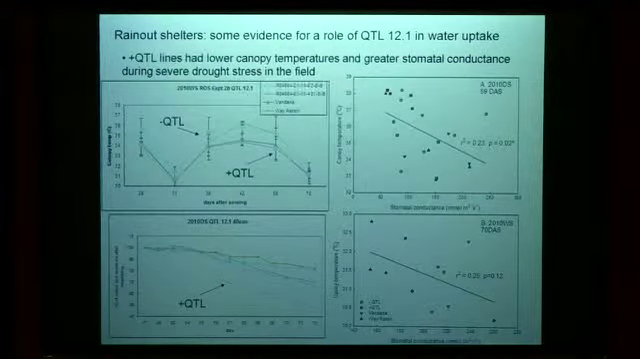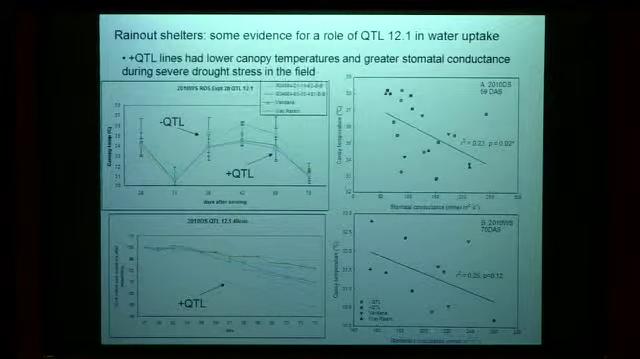So going back to the water relations, we did a number of measurements in our rainout shelters, and they show some evidence for a role of QTL 12.1 in water uptake. But you'll see there's still a little bit of doubt here. For example, for plus QTL lines, we saw lower canopy temperatures. Lower canopy temperature when the soil is dry means that somehow those plants are able to continue taking up water, so that they don't close their stomates and they're transpiring and cooling the leaves.